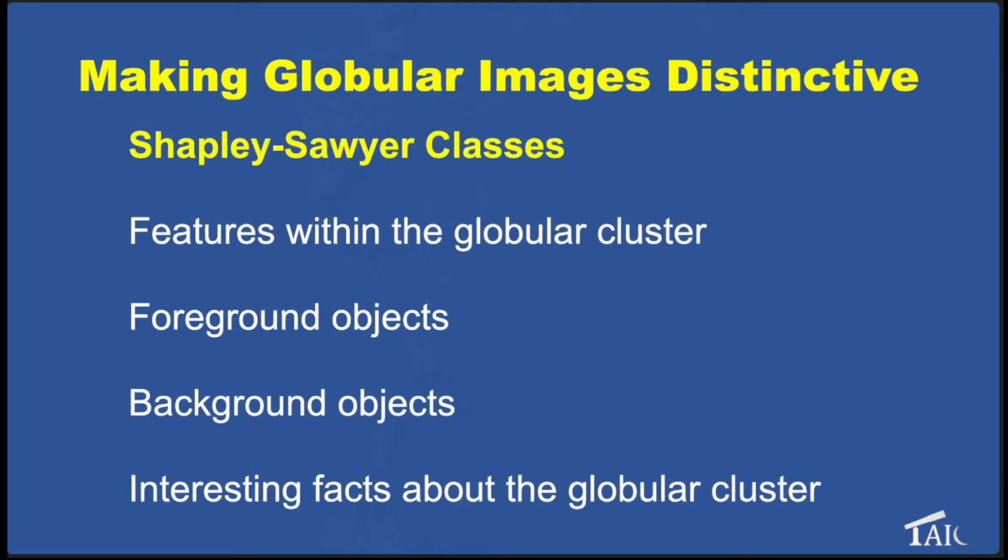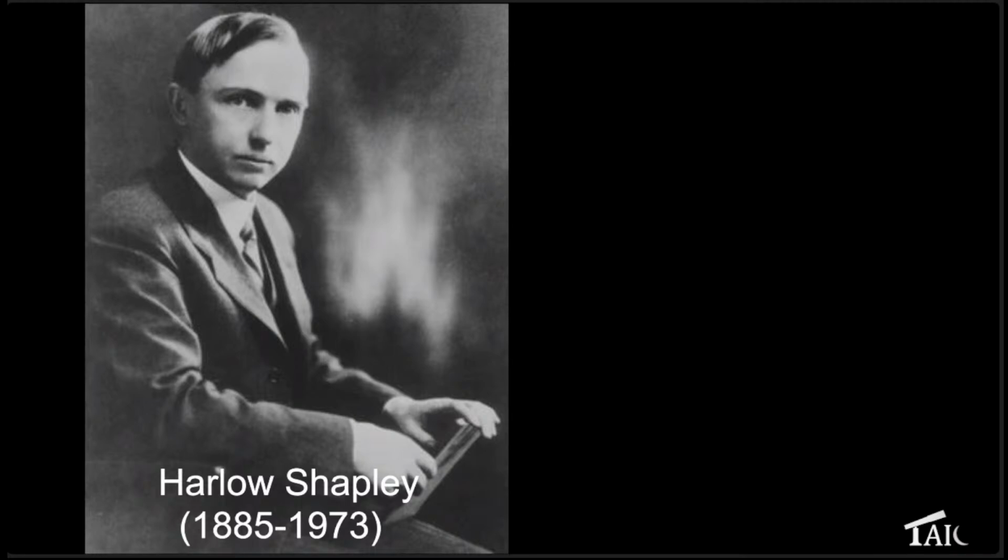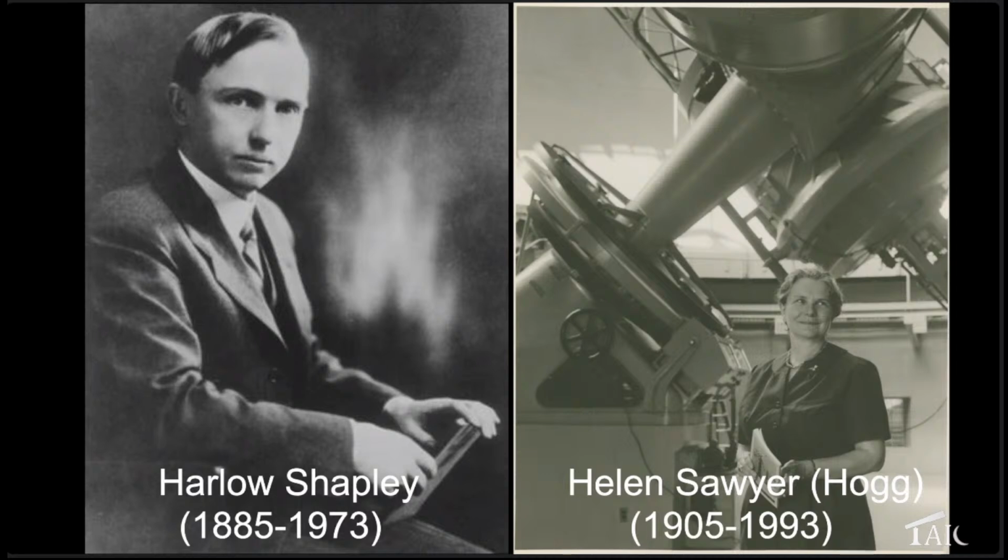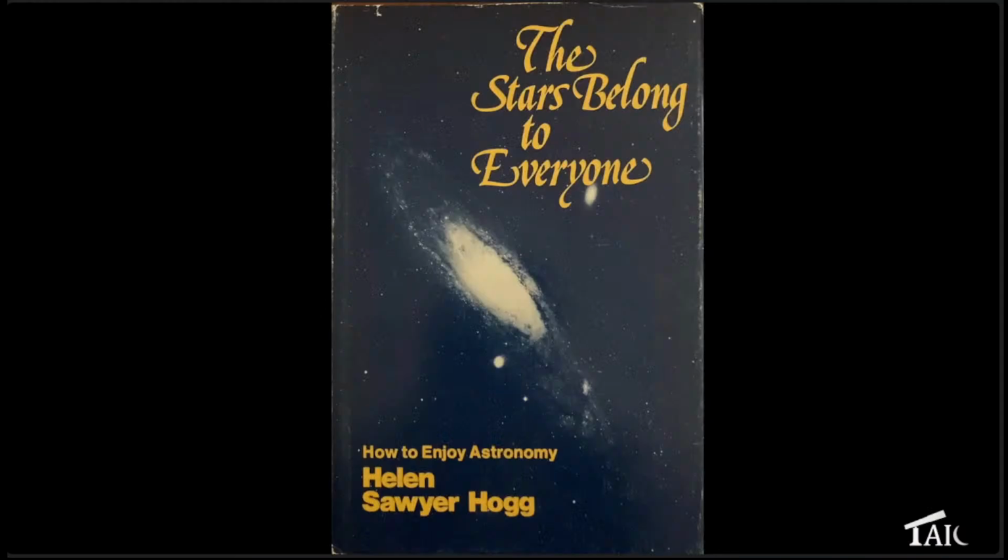So let's begin by discussing the Shapley-Sawyer classes of globular star clusters. So back to Harlow Shapley, while he was working on globular clusters, he paired work with Helen Sawyer, who later became Helen Sawyer Hogg when she got married in 1930. And they developed a system of globular star clusters. Helen Sawyer Hogg's one of my favorite astronomers. This is a book that she published in 1976, and this is my copy. And it's a delightful book on how to enjoy astronomy, so I highly recommend it.